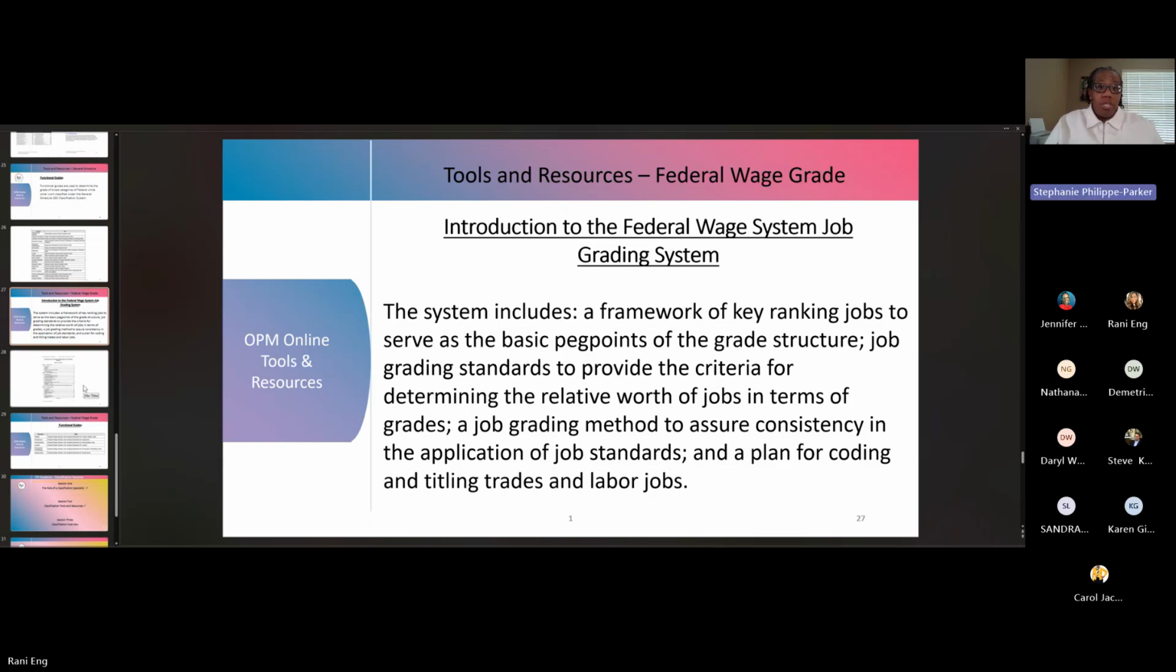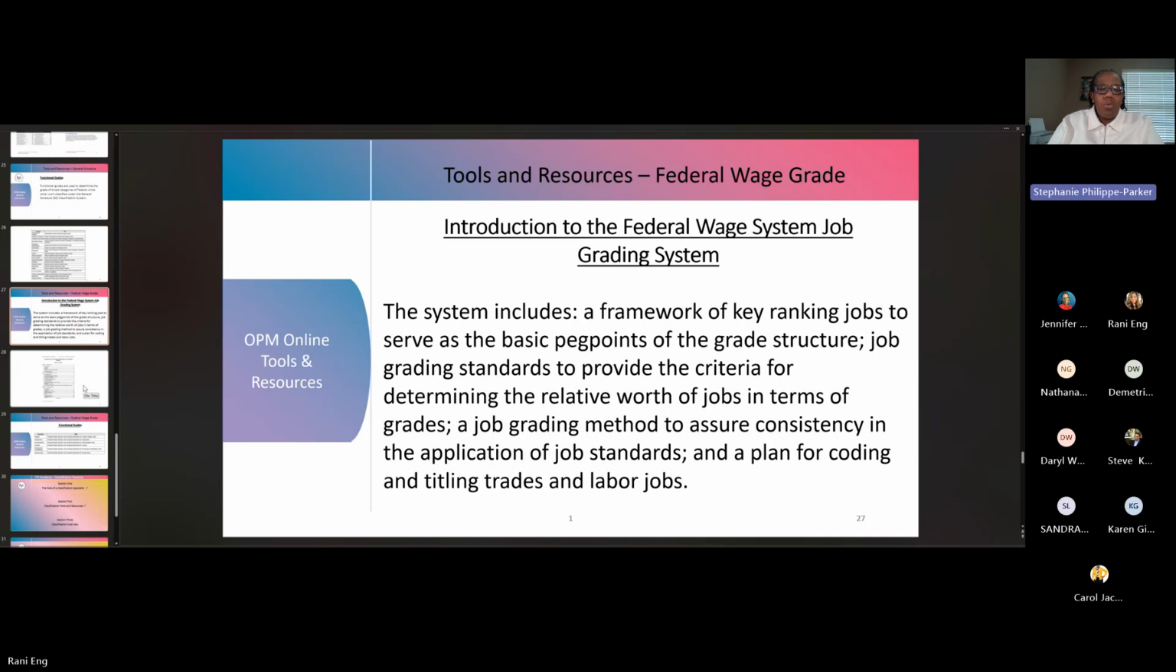As with general schedule positions, wage grade positions also have a few resources for classifiers to use. So we'll get into that a little bit. But just for today, we're just going to go over the main two resources that are typically used as it relates to blue collar positions or wage grade positions.